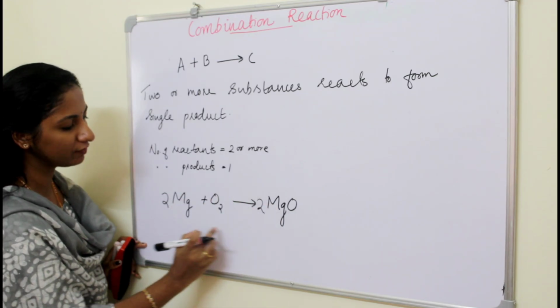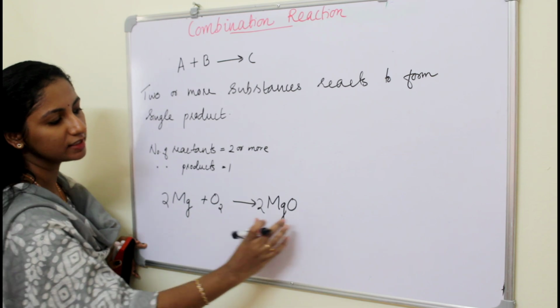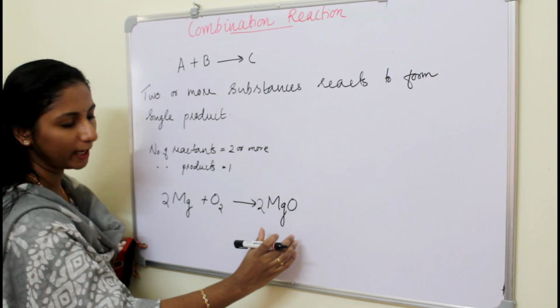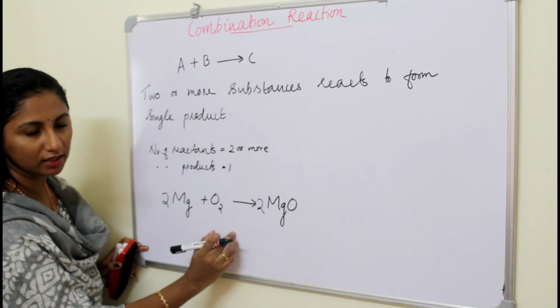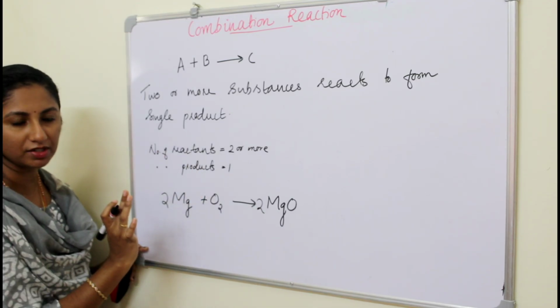So on the reactant side we have two substances as reactants and a single product is formed. Okay, so here two reactants are there and a single product is formed. This is an example of a combination reaction, right?